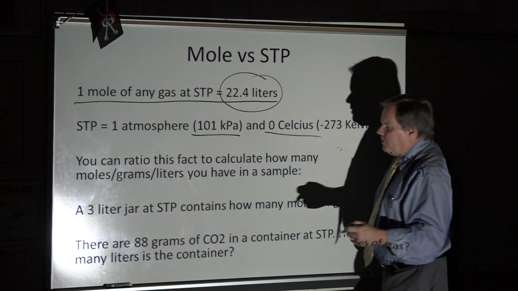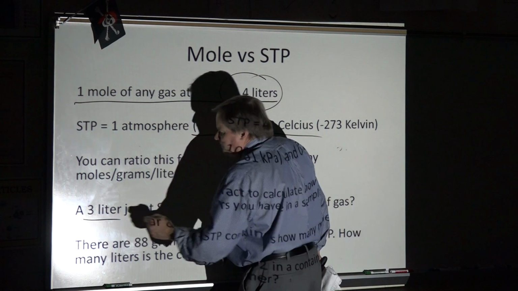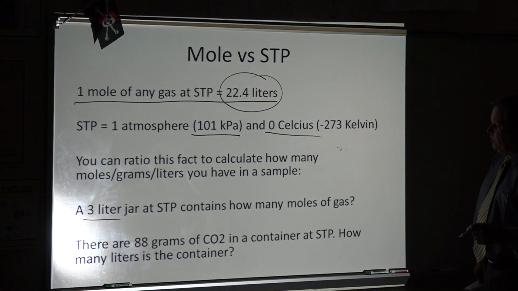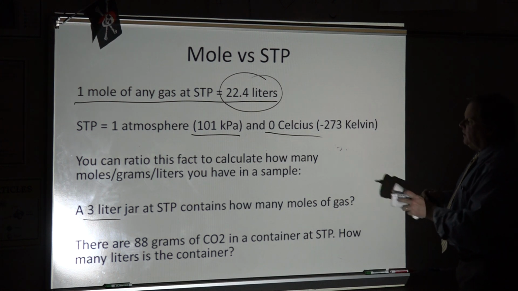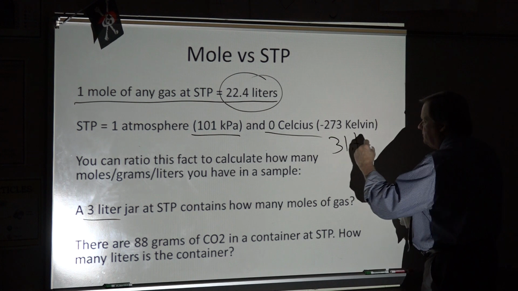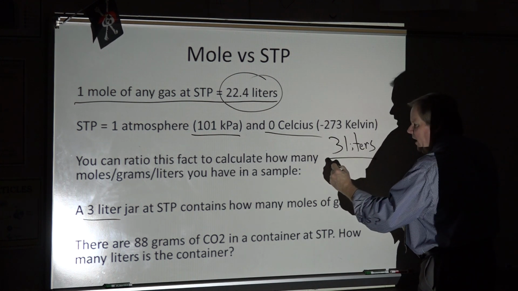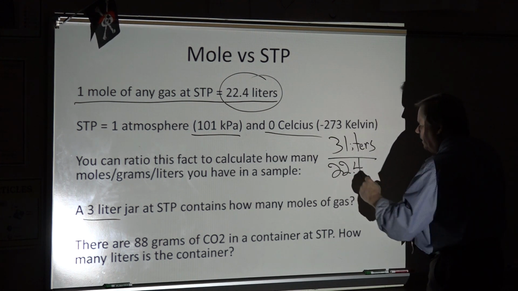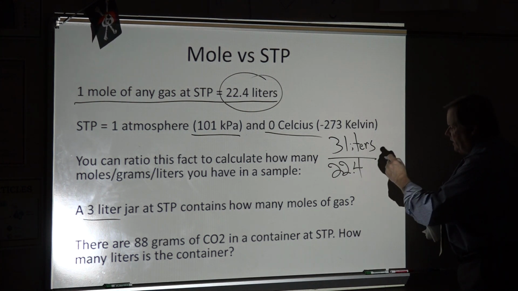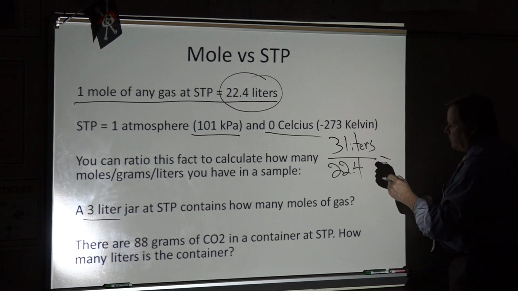So let's start with this question. 3-liter jar at STP, how many moles of gas do we have? So we're going to set up a ratio. I'm going to give you 3 liters. And 1 mole is equal to 22.4. So could I get someone to do that math for me real quick?